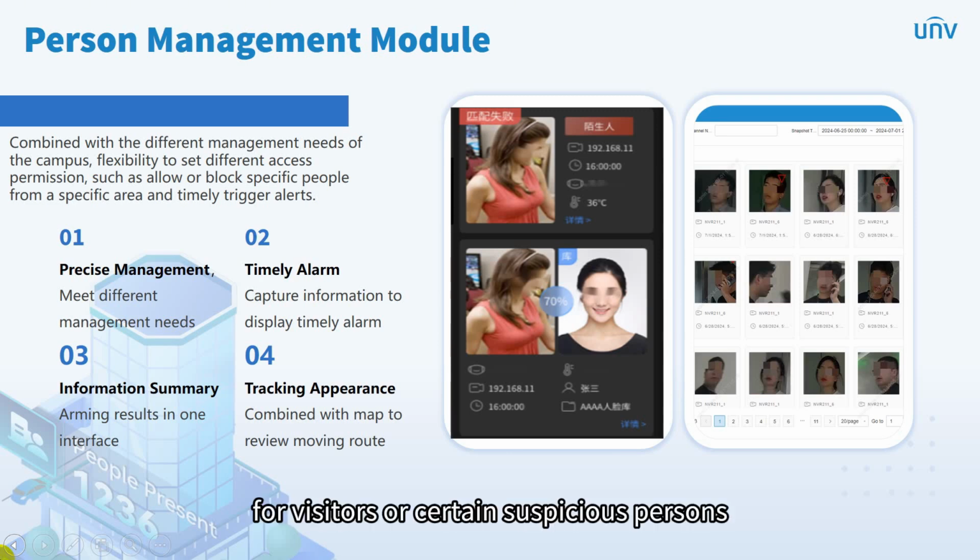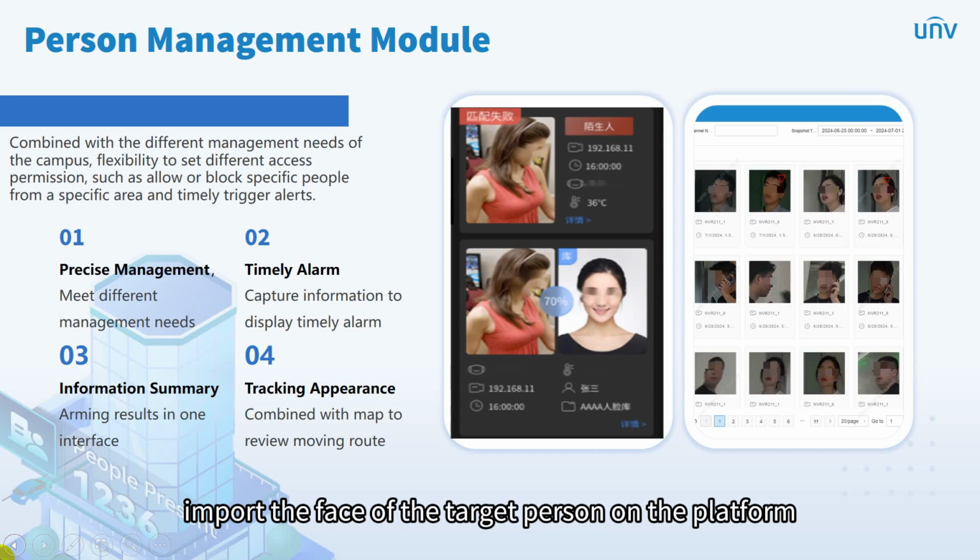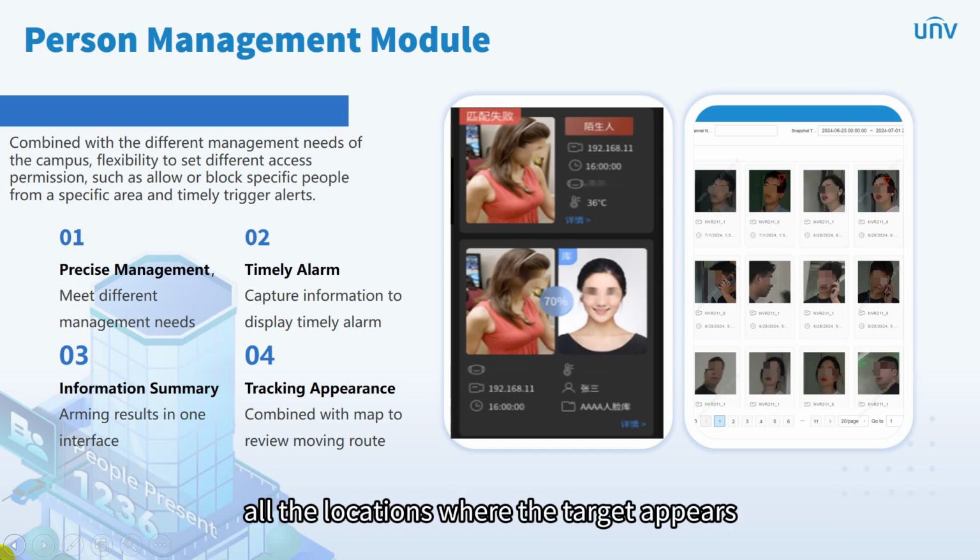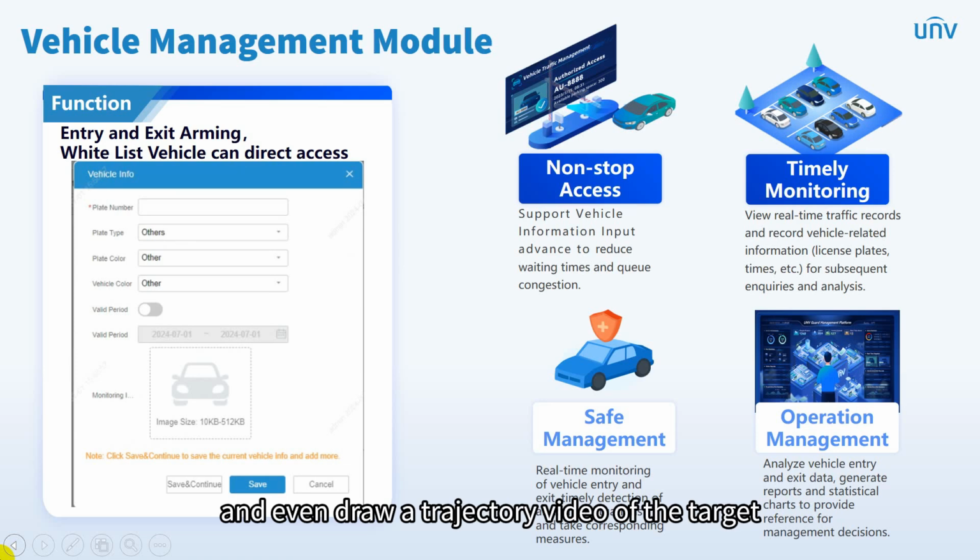For visitors or certain suspicious persons, you can check if the target has entered a dangerous or restricted area. Import the face of the target person on the platform, and the platform can search for all the locations where the target appears and even draw a trajectory video of the target.